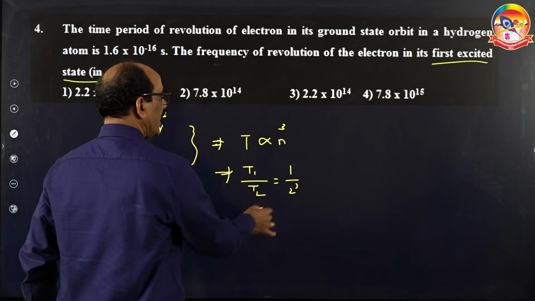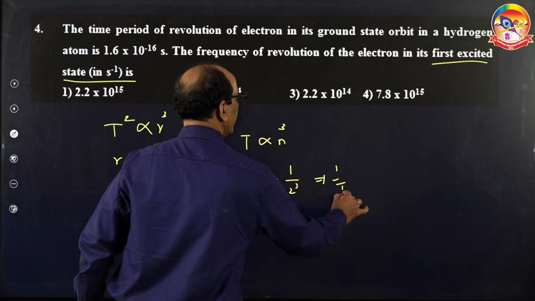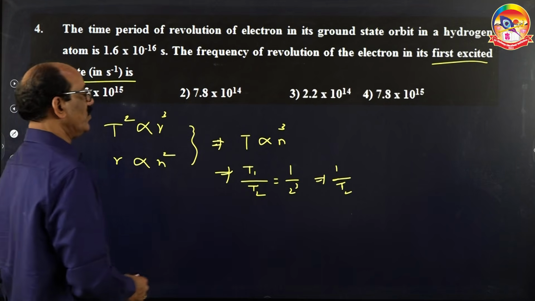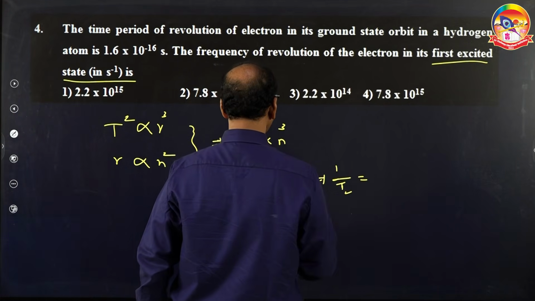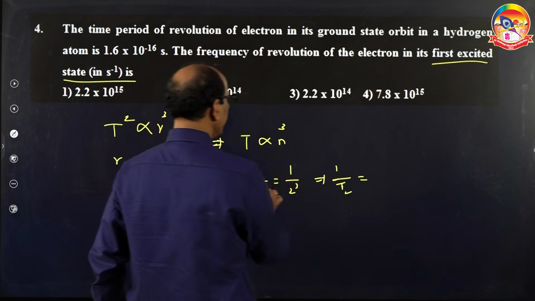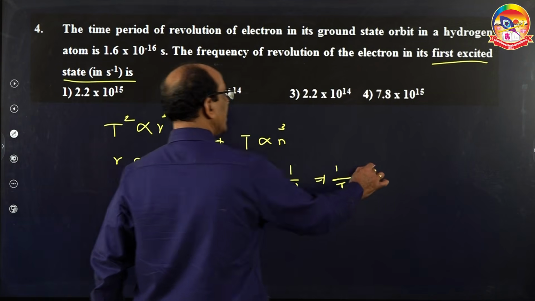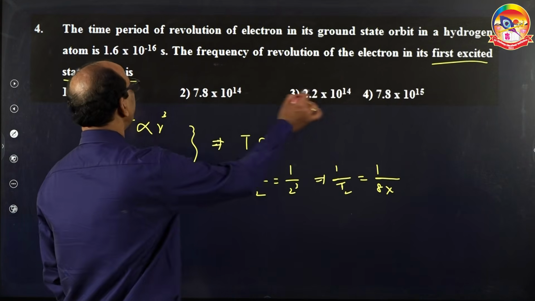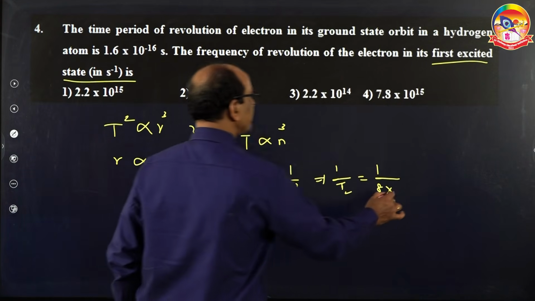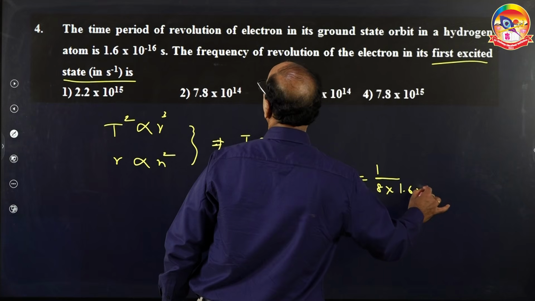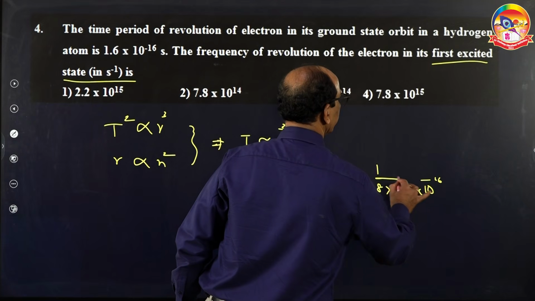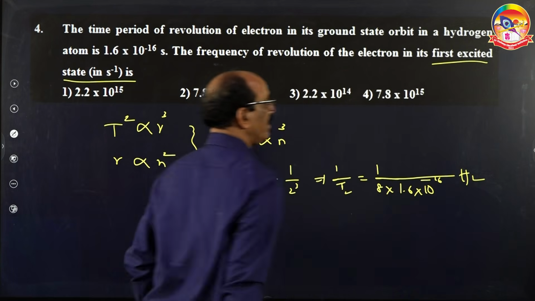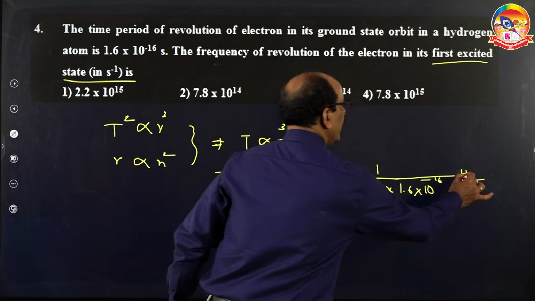But we want the reciprocal of this T2, because we want frequency, not time period. So 1 by T2 should be equal to 1 by 8 times 1 by T1. T1 is given to be 1.6 times 10 power minus 16. If you simplify this, you get it in hertz, or per second, whichever it is.